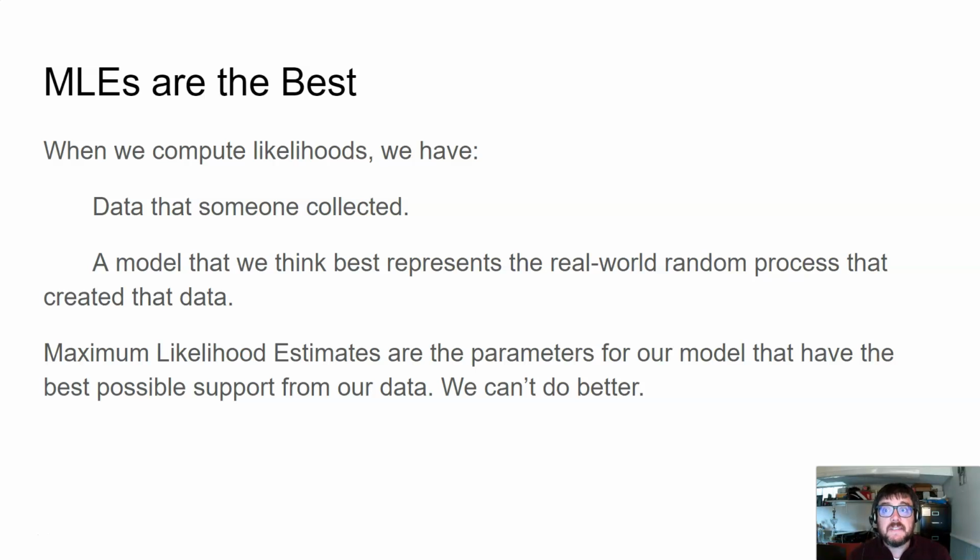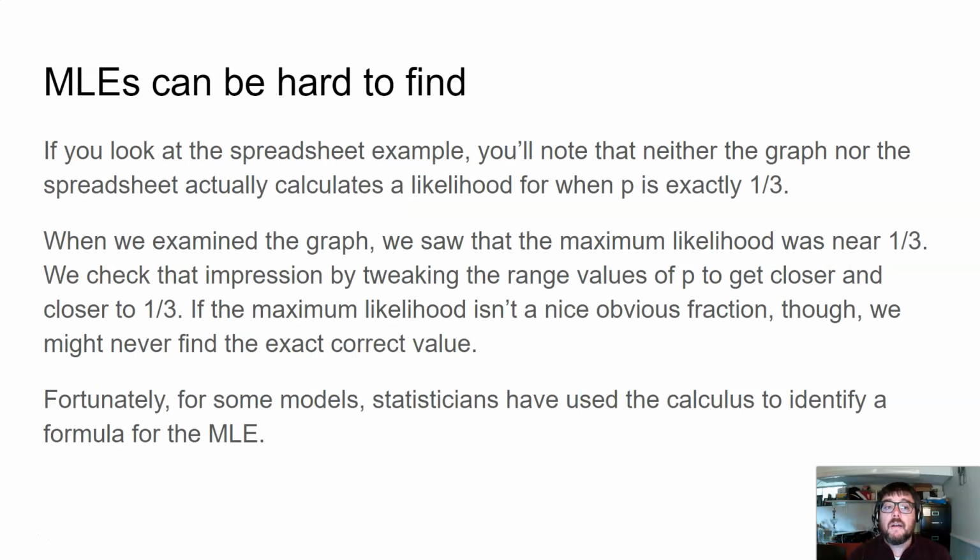And there are some cases where the maximum likelihood estimators can be hard to find. So we didn't get P8 to be exactly 1/3. We saw that it was near 1/3, and we could tweak the ranges, and we could guess. If you have a very complicated model, the way people find maximum likelihood is they get closer and closer to where they think it is and tweak the parameters around to get them. You can see that once you get more than one or two parameters, that can be really hard because you have to tweak each parameter separately, and it can take a really long time.